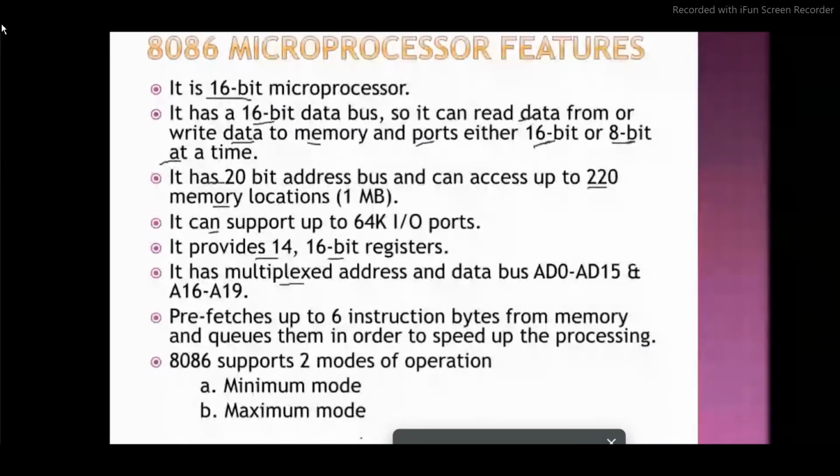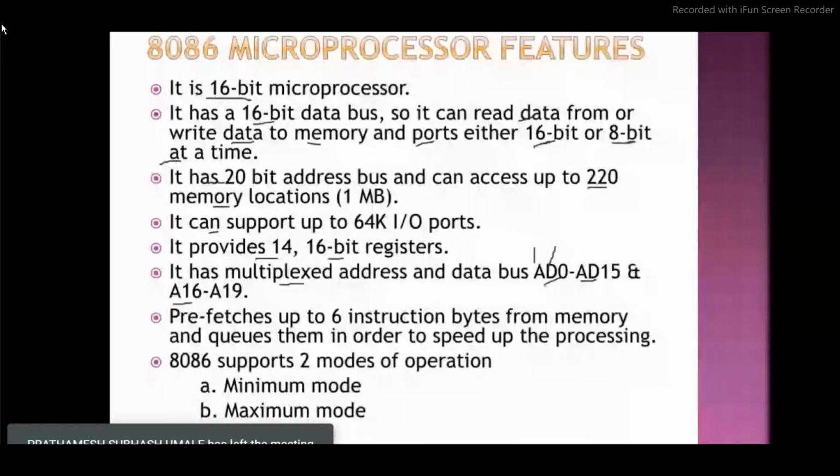As the data bus is of 16 bits, we have AD0 to AD15. A will stand for address and D will stand for data. Okay, A stands for address and D stands for data. And as the first is starting from 0, the end will be 15. Okay, like in an array. Whereas A16 to A19, these are separate address lines.